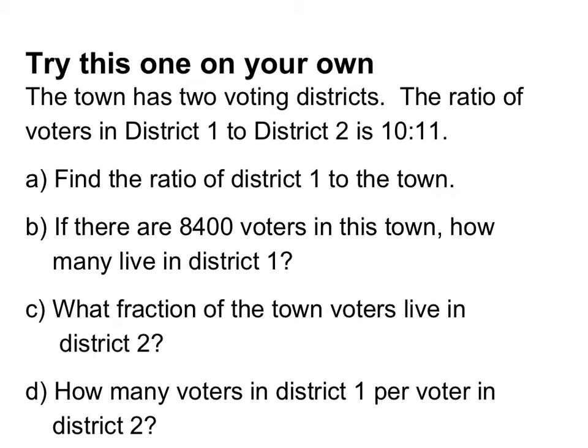Okay, so try this one on your own. A town has 2 voting districts. In other words, the town has been split into 2 chunks so that one group of people vote at one location, another group of people vote at another location. These are often called wards. So we're going to talk about District 1 and District 2. The ratio of voters in District 1 to District 2 is 10 to 11. So that's the information that you're given.